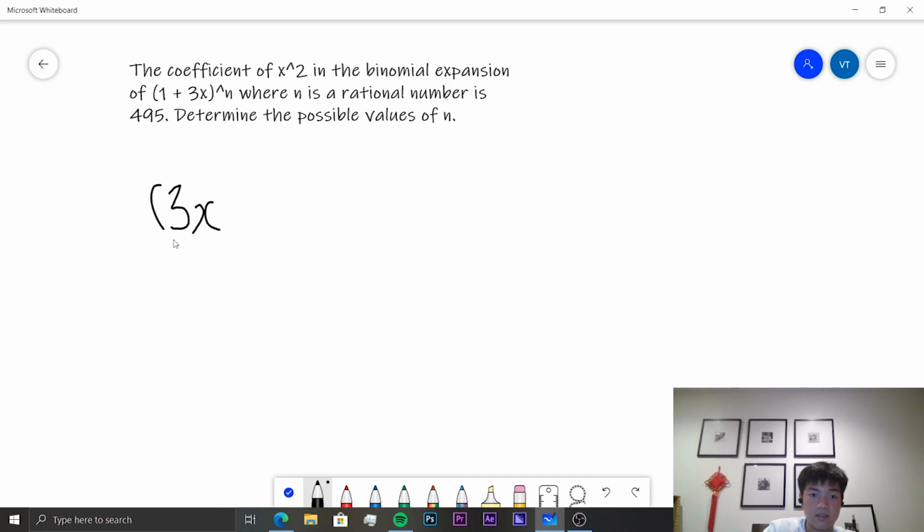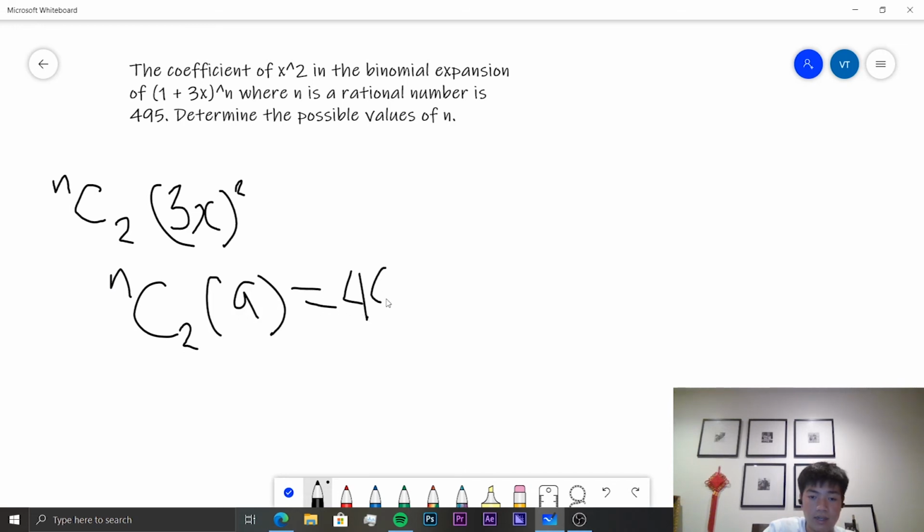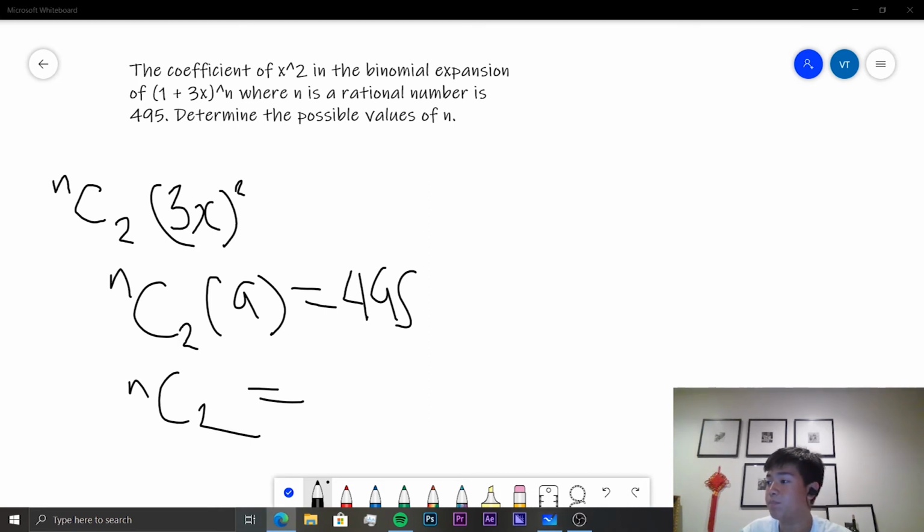3x² times n choose 2. So it should be n choose 2 times 3x². And so, if we square this, it would be n choose 2 times 9 is equal to 495. And so n choose 2 is equal to 495 divided by 9. 495 divided by 9 is 55.